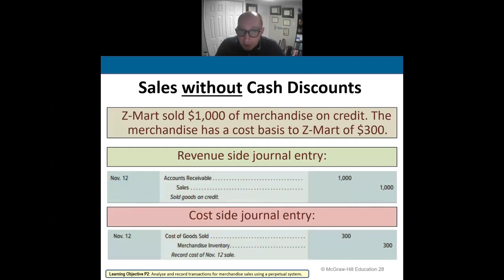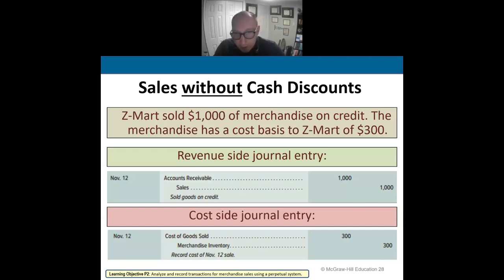Sometimes we sell things without cash discounts. Of course we do. Our business sold $1,000 worth of merchandise on credit. So I sold my customer $1,000 worth of stuff. I said, hey, pay me back in 30 days. So there's cost of goods sold associated with every sale, right?